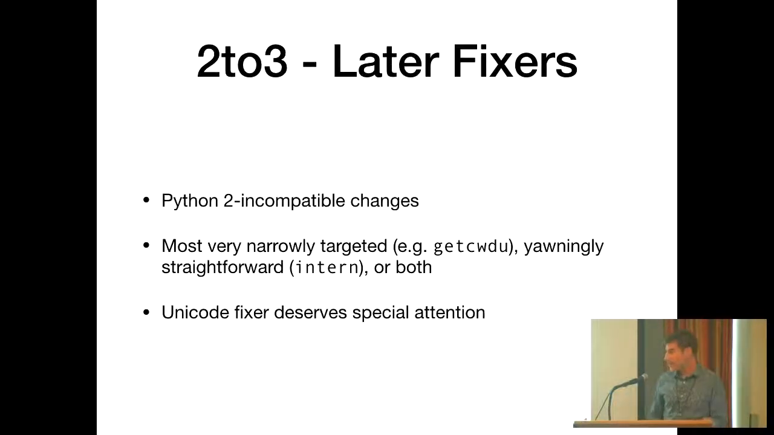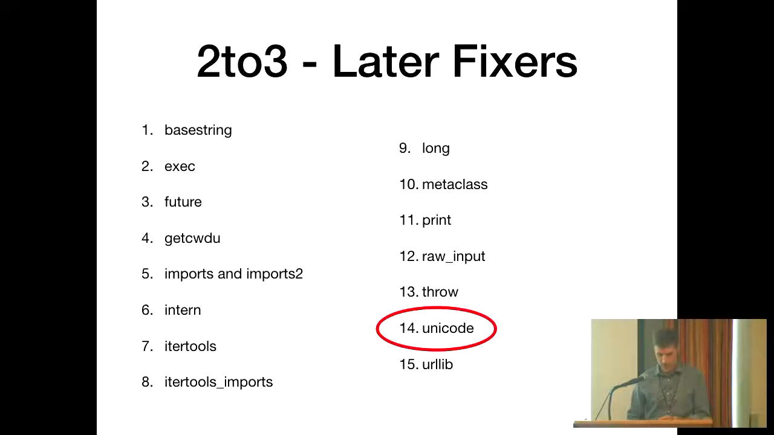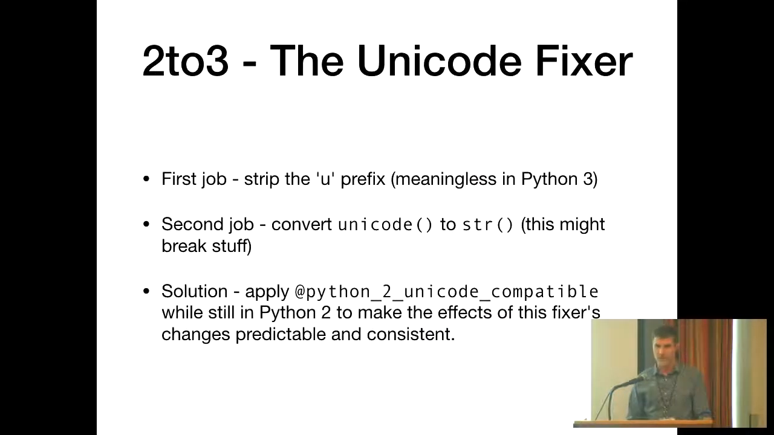So the last category of fixers I want to talk about are these later fixers. And these are the ones that are going to take your code and change it so that it will no longer run under Python 2. And most of them are actually not that exciting. They're targeting really narrow parts of the syntax, or they're just very, very straightforward. However, there is one, the Unicode Fixer, that requires some special attention. So we'll talk a little bit more about that. And just for completeness here, there's the list of the later fixers. As I said, they're all pretty boring. The Unicode Fixer is the one that we want to pay attention to.